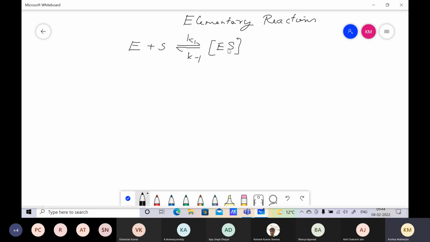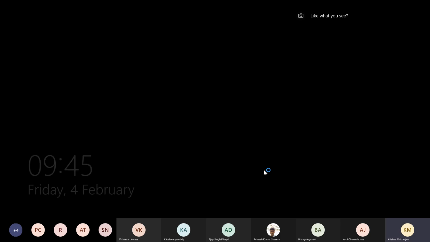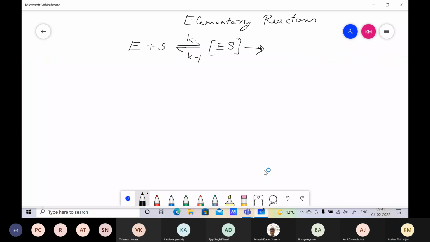Because we say that the enzyme substrate complex is not only associating and dissociating with respect to enzyme and substrate, but also getting converted to E plus P, and this here is 1 and this is not 2. Why do you think that is so?